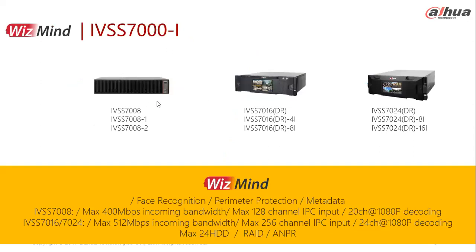For the IVSS case, or IVSS with the I series, we have facial recognition, perimeter protection, metadata, about 400 Mbps incoming bandwidth, maximum 128 channels input, or 20 channels at 1080p, that's at 2 megapixels decoding. So a maximum of 512 Mbps incoming bandwidth.